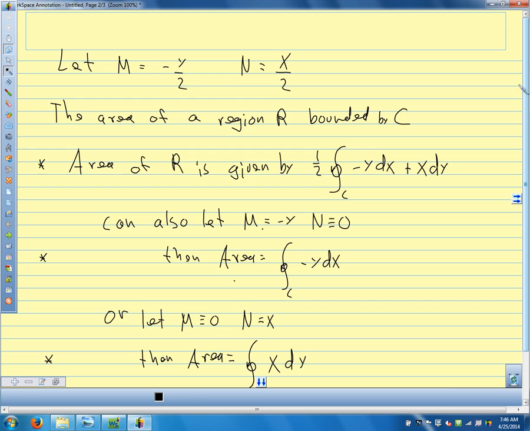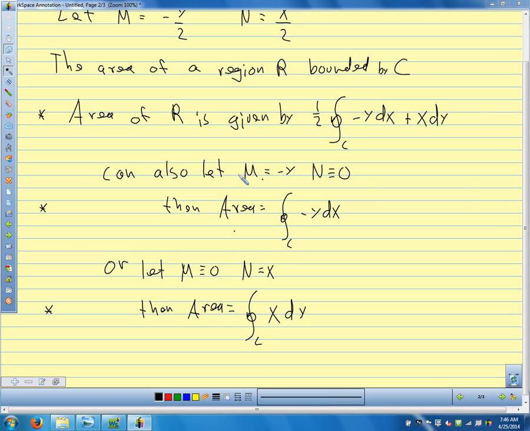And we could also pick m equals negative y and let n equal 0. That quantity turns out to be 1. Or we could let m be 0 and n equals x, and those partial derivatives subtracted end up with 1. We're just picking it to make it work out the way we want.